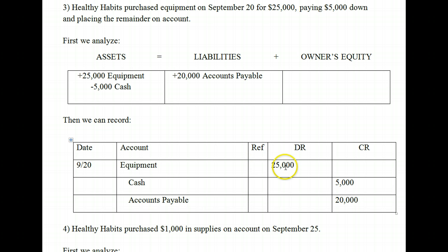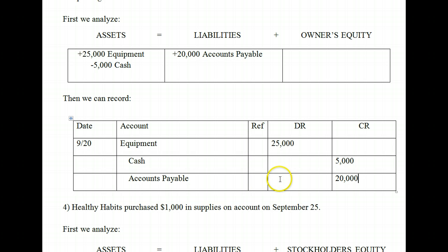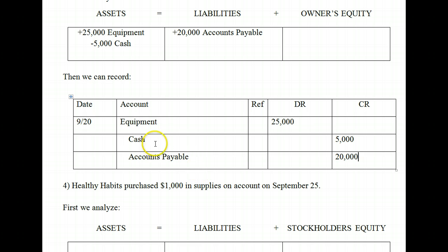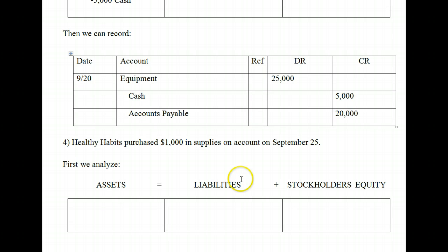So notice we debited for 25, we credited a total of 25. This is called a complex entry, or a compound entry, because we have more than one debit or credit. Okay? But remember, debits must always equal our credits. So again, a compound entry because it has two accounts versus one in that case.